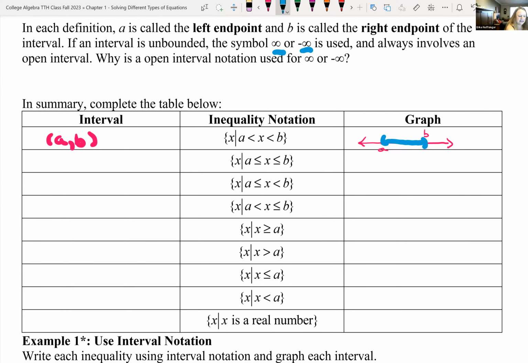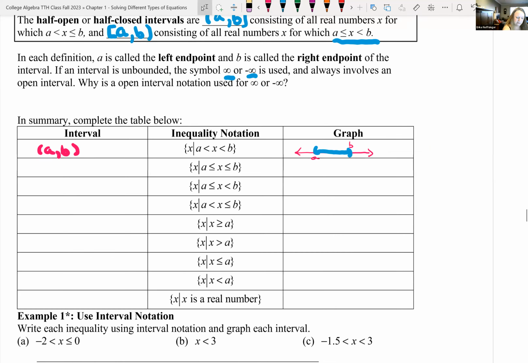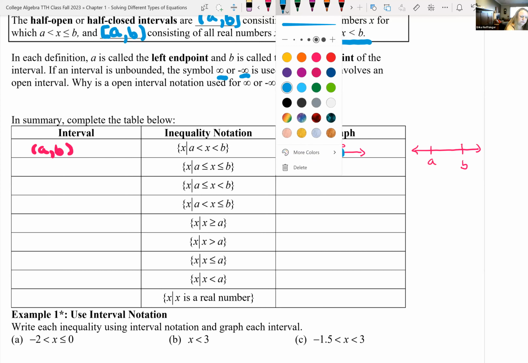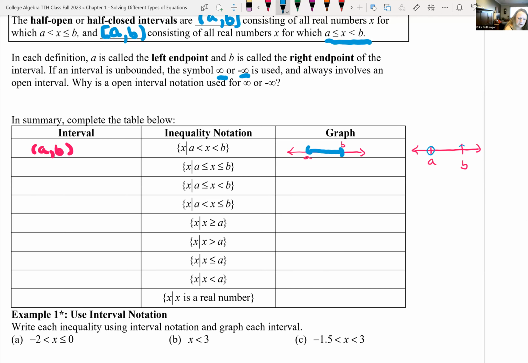You may see it depending on what you're looking at, but you might see that if it's not included, another way that we could have written this is with open circles. So from A to B, we're going to have an open circle at A, and an open circle at B, and we're looking at everything that is in between those two.